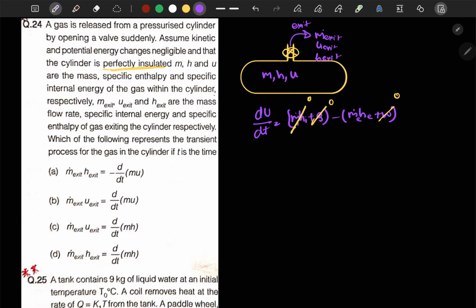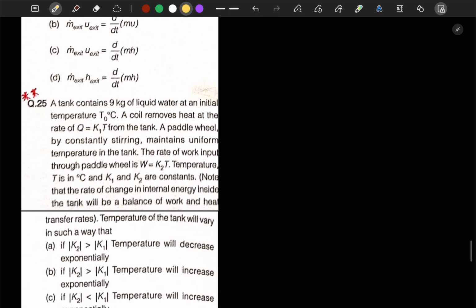So we will obtain from here m dot e h e is equal to minus d(mu) by dt. Okay, so we will get h exit, so this is the equation we get. Now we will move to the next question.